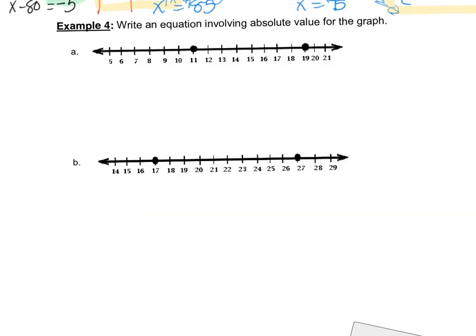So these questions are a little bit more difficult. They're asking you to write an absolute value equation that would give you those two solutions. So the first thing is we figure out what the solutions are. Okay, 11 and 19. 11 and 19 are your answers. We know that 11 and 19 are both equally distanced from the middle, which is 15.